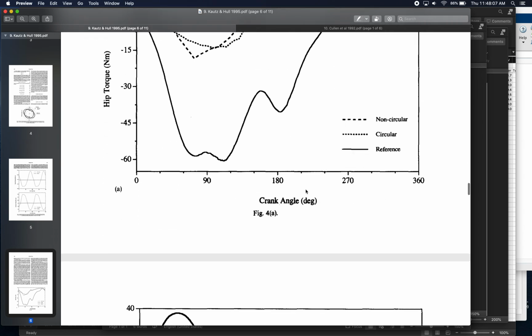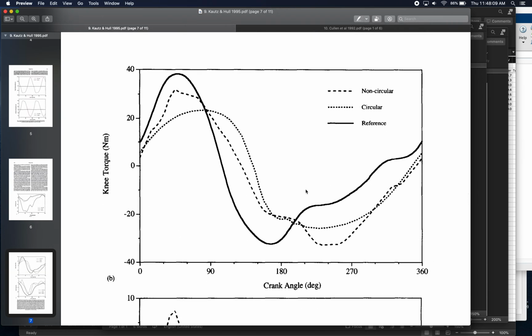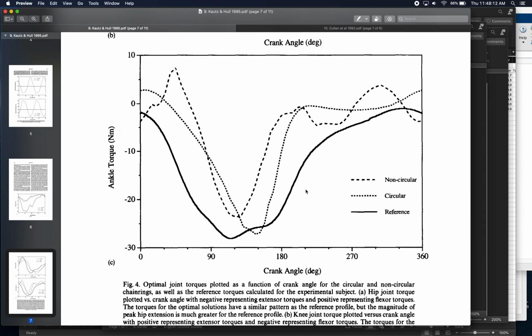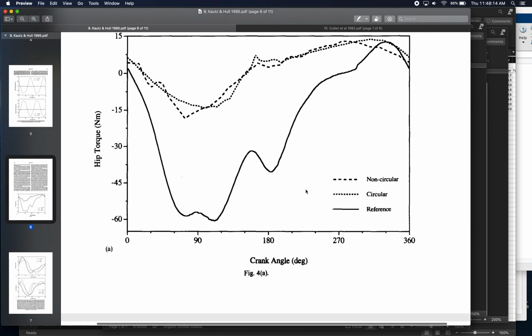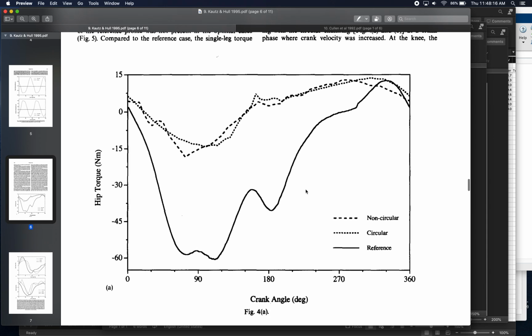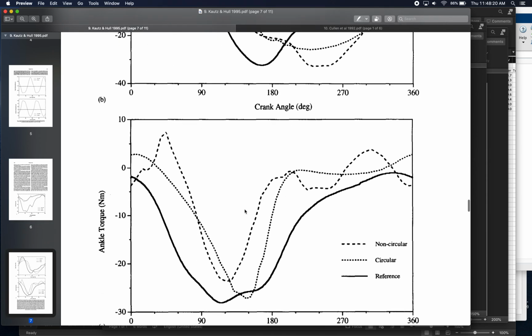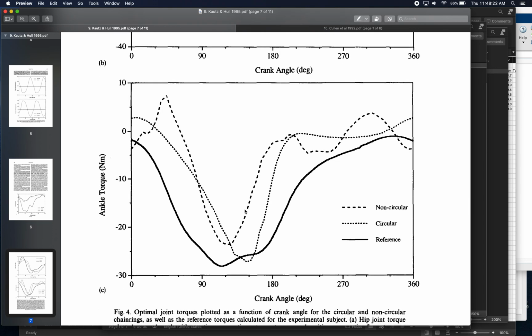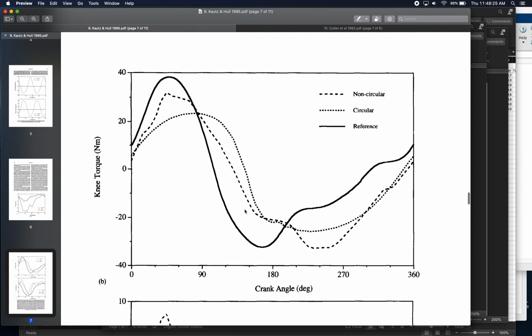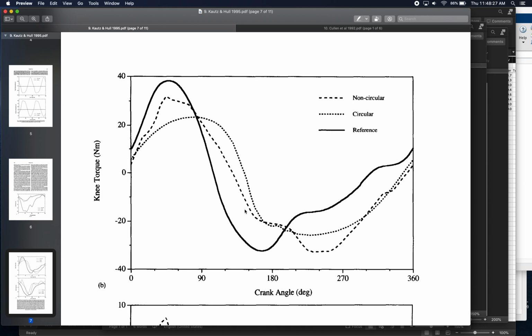figure 4, all three different panels of figure 4. Figure 4A here is the hip torque, figure 4B is the knee torque, and figure 4C is the ankle torque. And let's just look, for example, at figure 4B, which is the torque on the knee needed to complete the pedaling motion in the simulations with the circular chainring versus the non-circular, kind of elliptical-ish chainring.